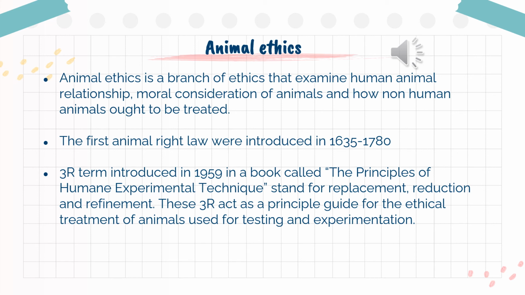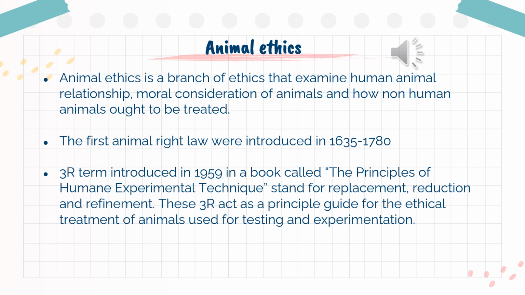The three R's were first introduced in a 1959 book called The Principles of Humane Experimental Technique by zoologist W.M.S. Russell. The three R's stand for replacement, reduction, and refinement, and are the guiding principles for the ethical treatment of animals used for testing and experimentation.